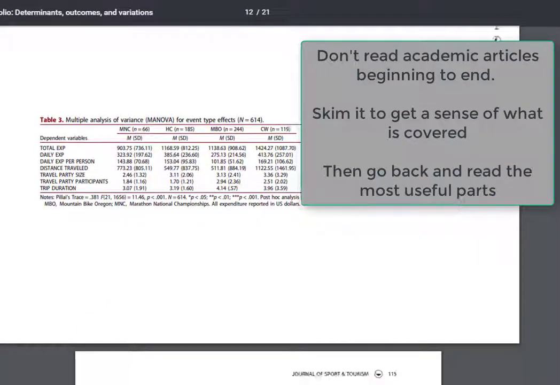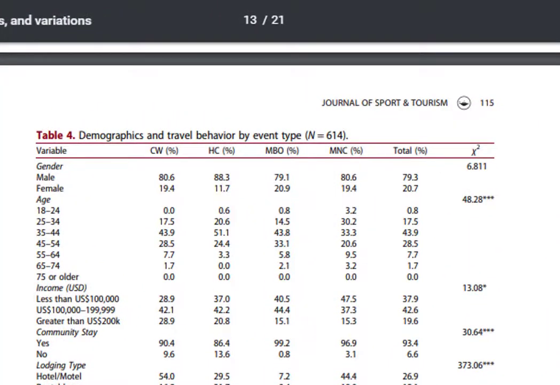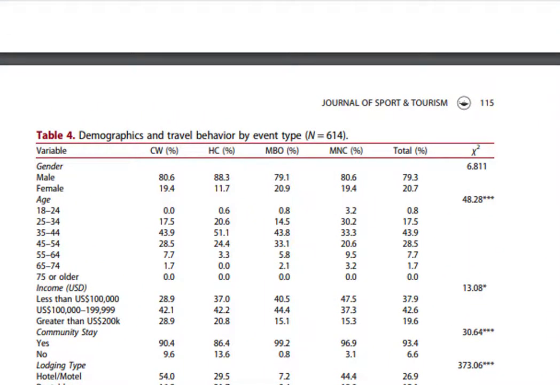What I found useful down here were the tables. Table 4 particularly is looking at demographics and travel behavior. So this is looking at who is traveling to these events. So these are people who are specifically interested in mountain biking and attending mountain biking events. I don't know for sure if the people that did this survey and that went are actually mountain bikers.